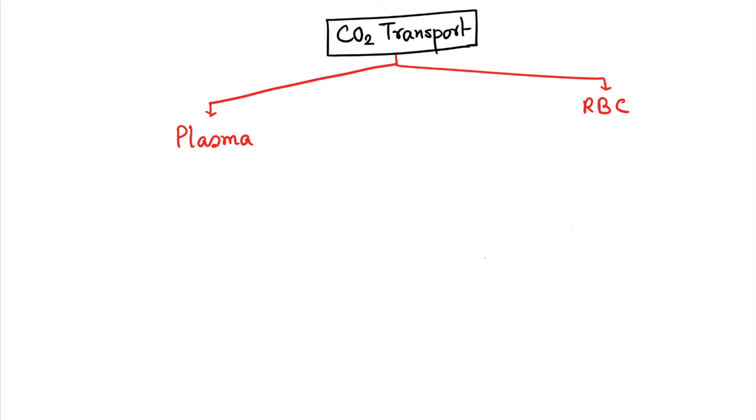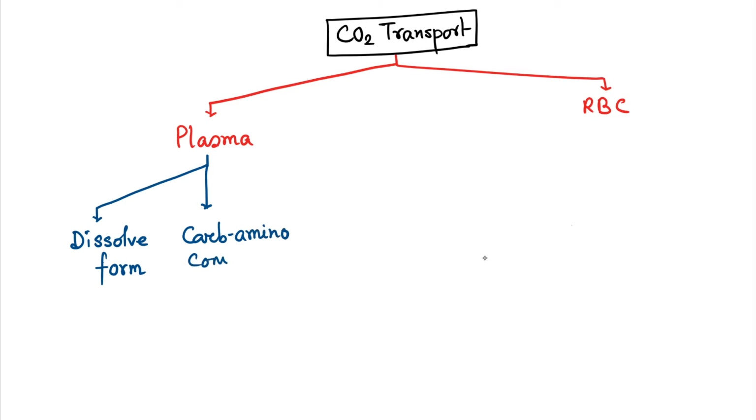In the plasma or in the RBC, the forms by which the carbon dioxide is transported are: number 1, dissolved form of carbon dioxide; number 2, carbamino compound formation; and third, carbon dioxide will form bicarbonate. So I'm writing bicarbonate formation, right?